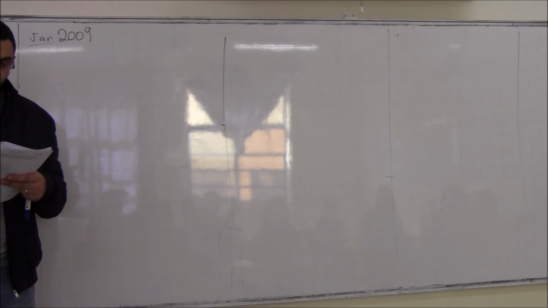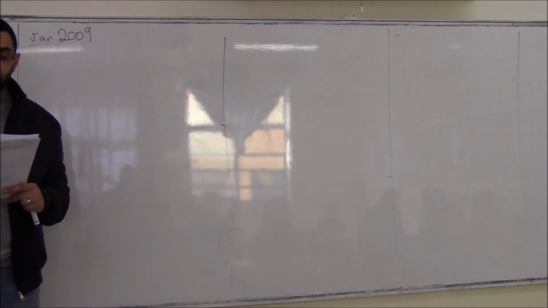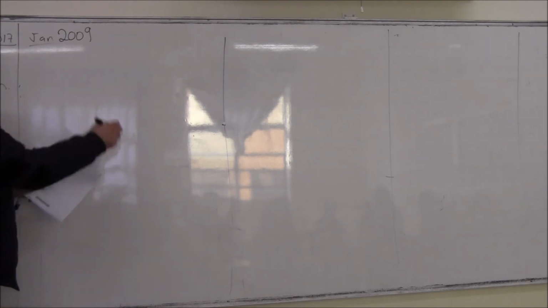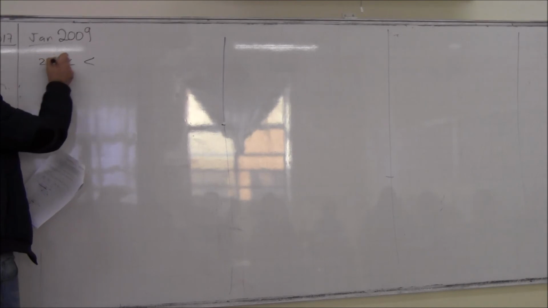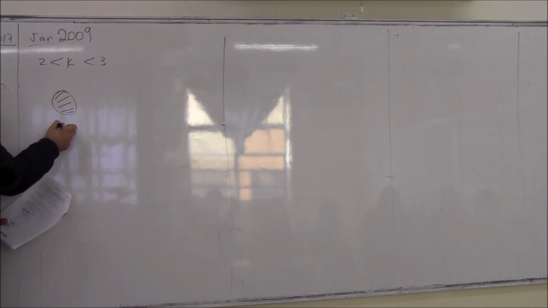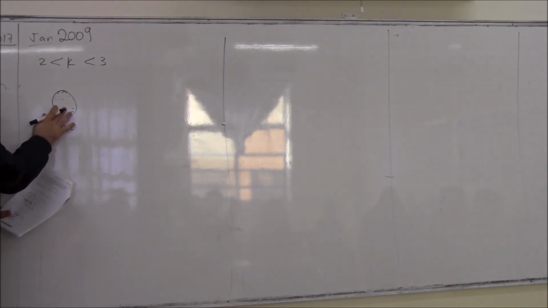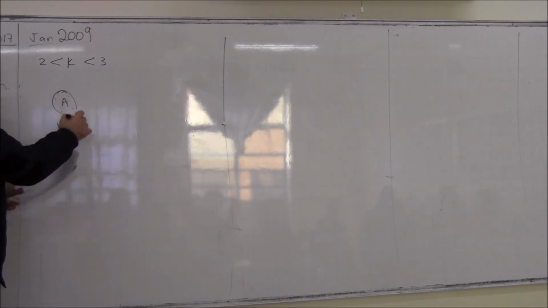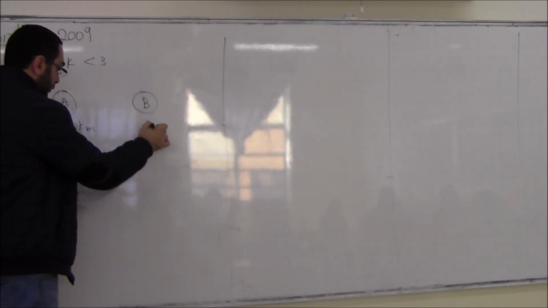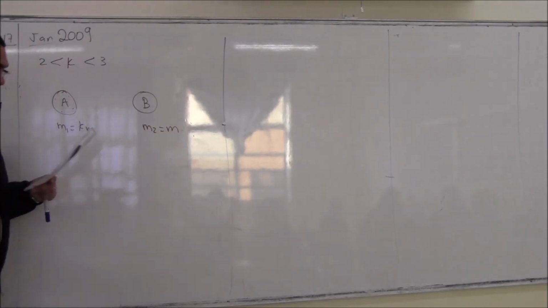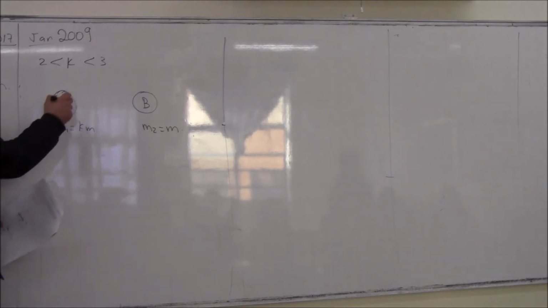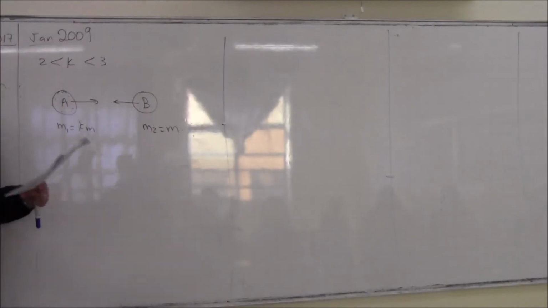Listen. Two particles A and B are moving on a smooth horizontal plane. The mass of A is km, where K is between 2 and 3. M1 is km for A, and M2, for B, is M. The particles are moving along the same straight line but in the opposite direction.